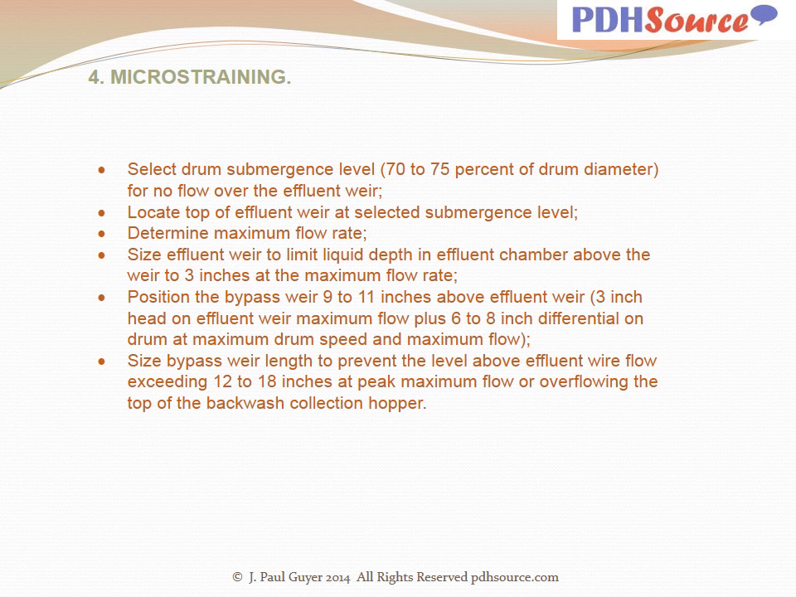Position the bypass weir 9 to 11 inches above the effluent weir: 3-inch head on the effluent weir at maximum flow plus 6 to 8 inch differential on the drum at maximum drum speed and maximum flow. Size the bypass weir length to prevent the level above the effluent weir from exceeding 12 to 18 inches at peak maximum flow or overflowing the top of the backwash collection hopper.